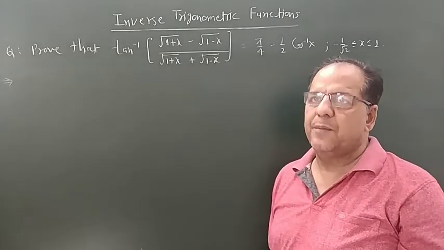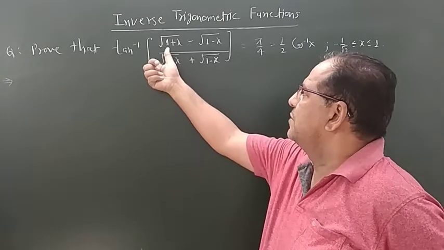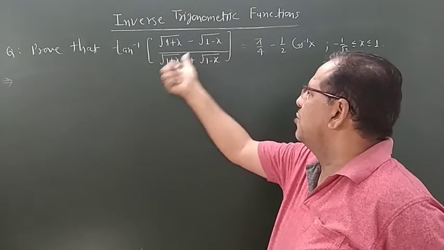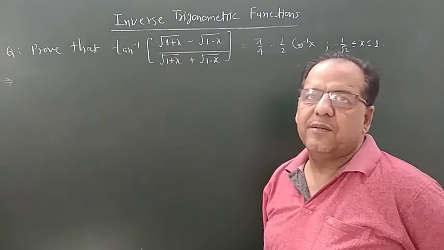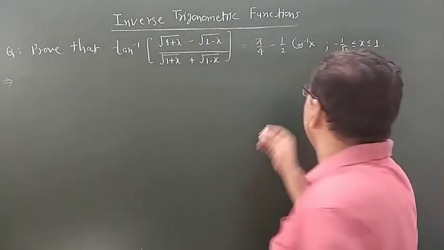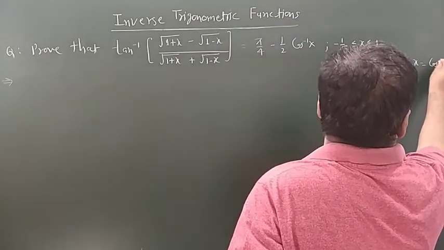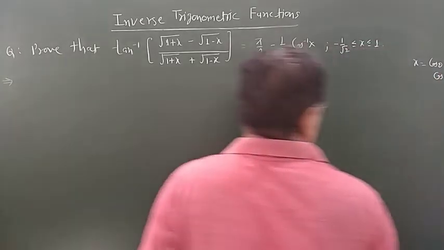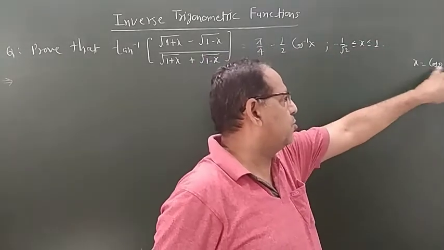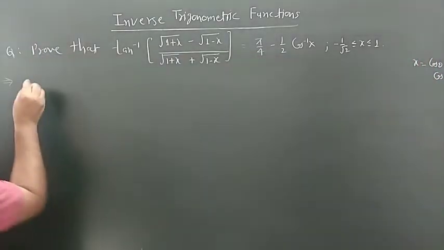In my previous video, an important substitution was given by me. If in the question under root 1 plus x and under root 1 minus x are coming together, then the suitable substitution is x equal to cos theta or cos 2 theta. You have a choice. So now we start with the left hand side here.